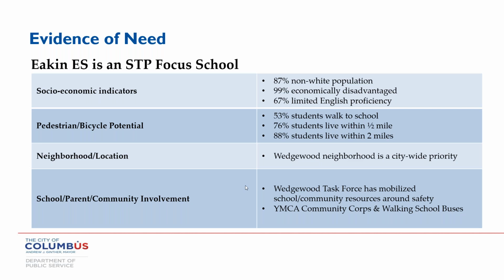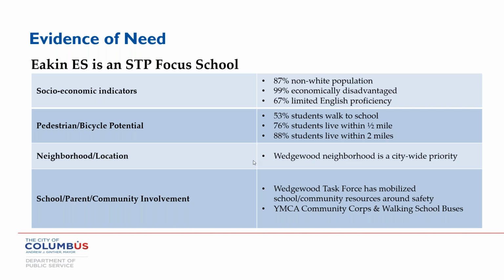53% of the students walk to school, which I believe is one of our highest, if not the highest, percentages of students walking to school on our school travel plan. 76% of the students actually live within a half mile. And then Wedgwood, the broader neighborhood, has been a citywide priority in general as well. So it was already on our radar, so to speak, in terms of communities that we are looking to invest more in, in terms of infrastructure and other funding.